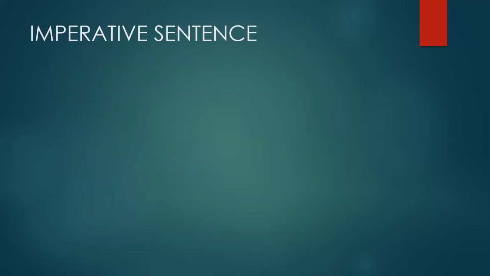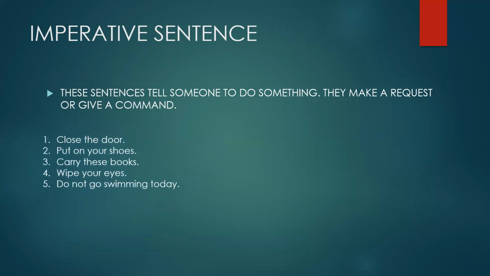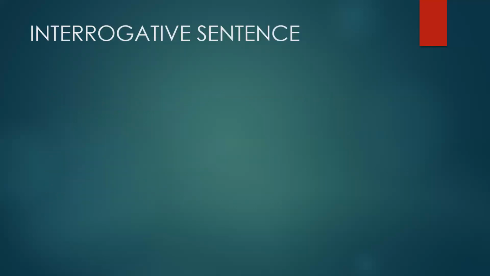Now here comes the second type of sentence, an imperative sentence. These type of sentences will tell someone to do something. They make a request or give a command. For example, close the door, put on your shoes, carry these books, wipe your eyes, do not go swimming today. Got it? Let's move on to the third type of sentence, which is an interrogative sentence.